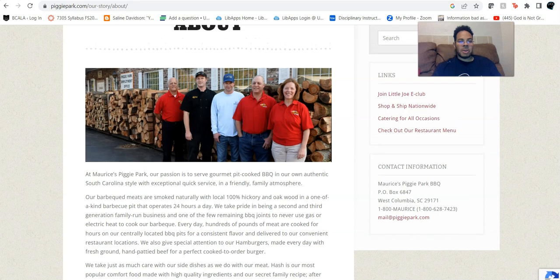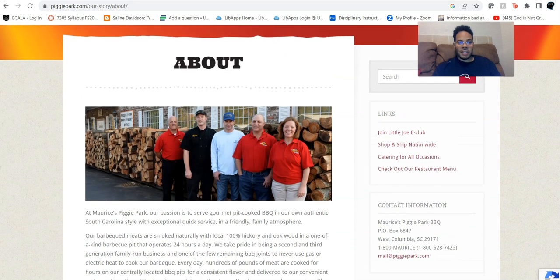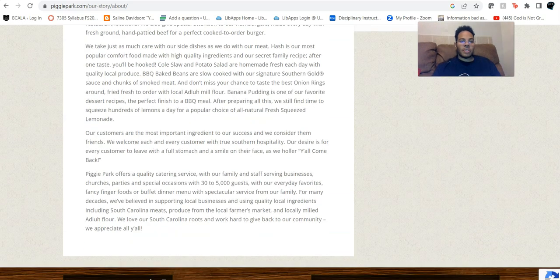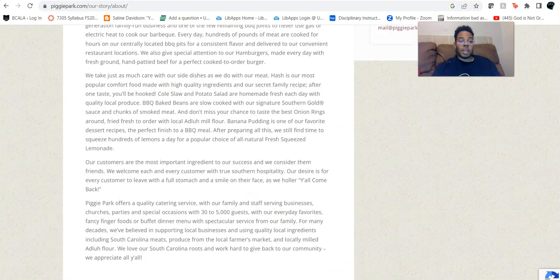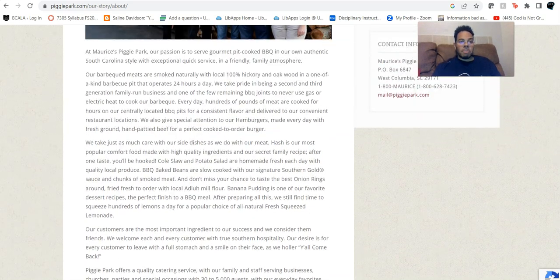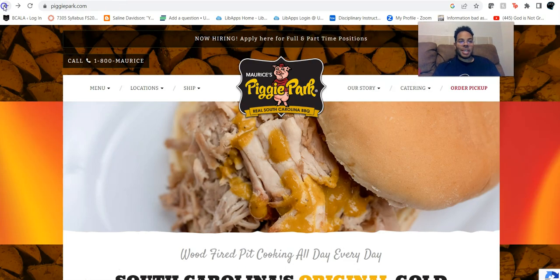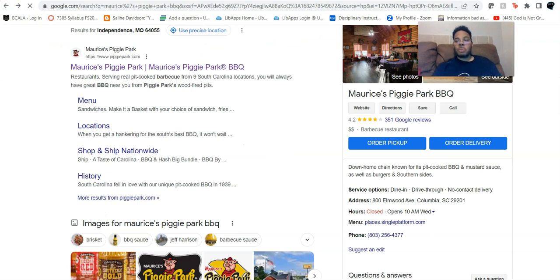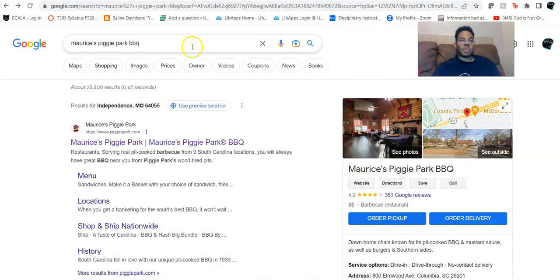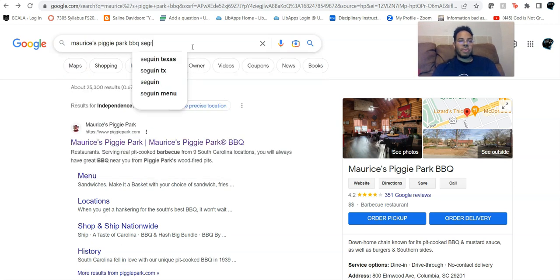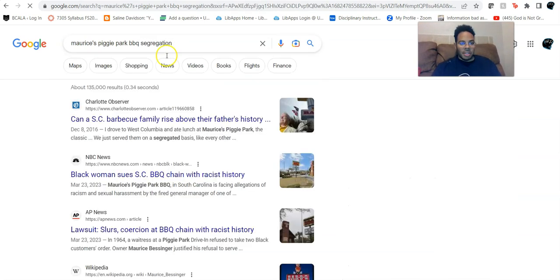In fact, I've eaten at Maurice's Piggy Park, and I was not treated badly in any way by his descendants, and they actually have Black people working at these restaurants now. But Maurice himself was a known segregationist and used the barbecue heritage. He was so renowned for the barbecue that it gave him influence within. Let me see if I can find it. Okay.